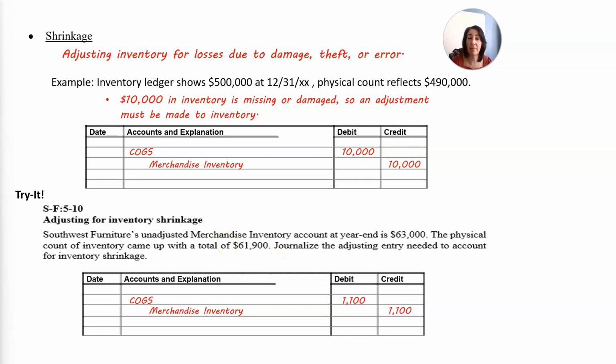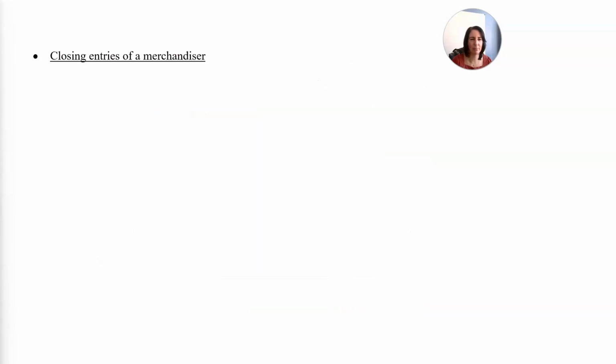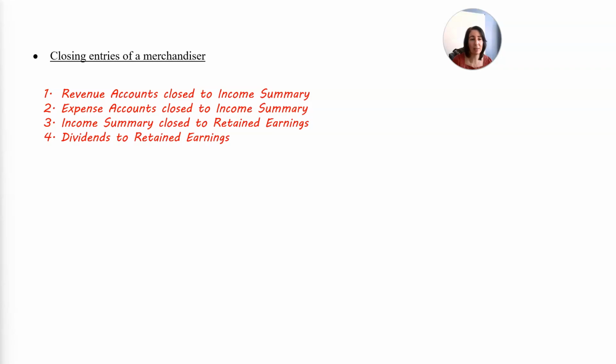All right, the very last thing, promise, the closing entries. So we do the same thing that we did in chapter 4 for closing entries. Revenues get closed to income summary, expenses get closed to income summary, income summary to retained earnings, dividends to retained earnings. It's the same exact process.